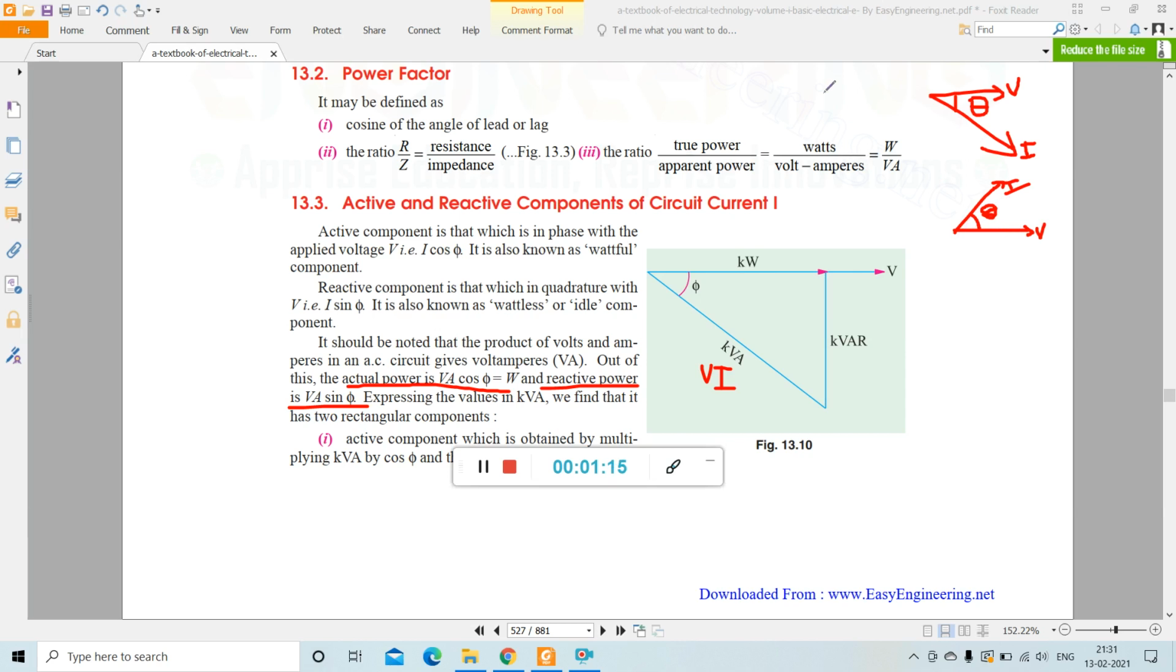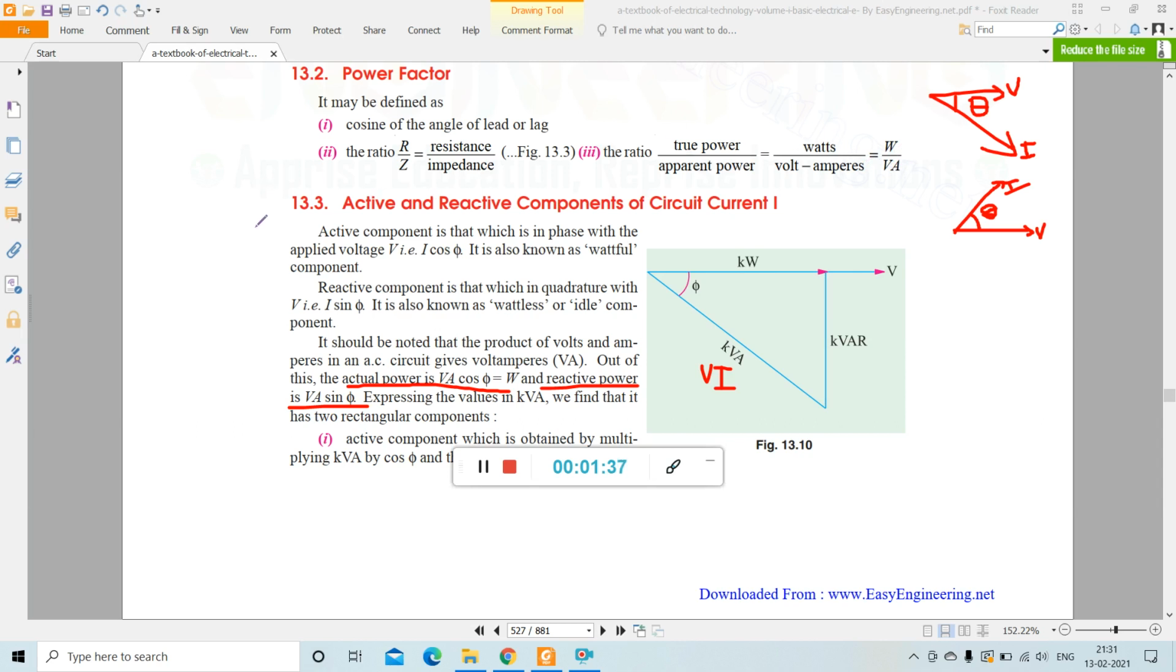Similarly, power factor is the ratio of resistance and impedance, and power factor is the ratio of true power and apparent power. True power is in watt and apparent power is in volt ampere. So this is watt by volt ampere. So these are the definitions of power factor.